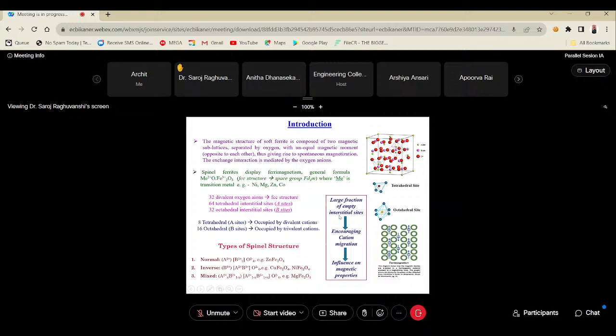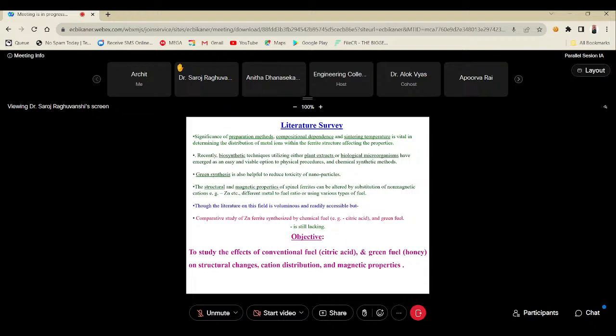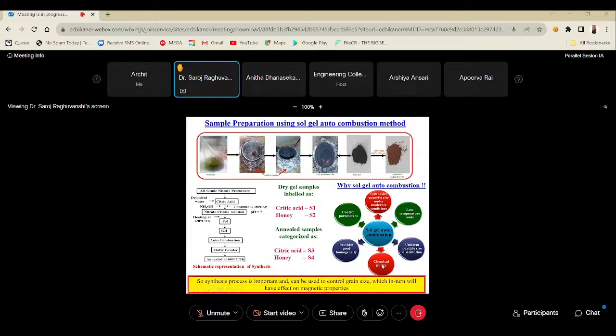It shows a large fraction of anti-sites, which increases the cation distribution between the tetrahedral and octahedral sites and influences the structural as well as magnetic properties of the ferrites. The available literature on zinc ferrites provides much information, but a systematic study of the synthesis method using green fuel as well as conventional fuel is still lacking. That's why my basic objective is to study the effect of conventional fuel, that is citric acid, and green fuel, that is honey, on structural changes, cation distribution, and magnetic properties.